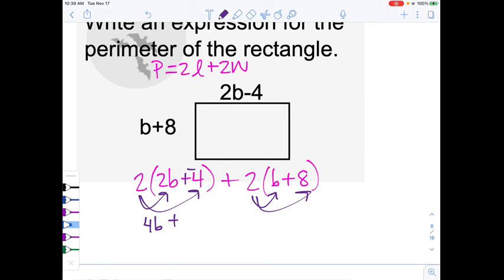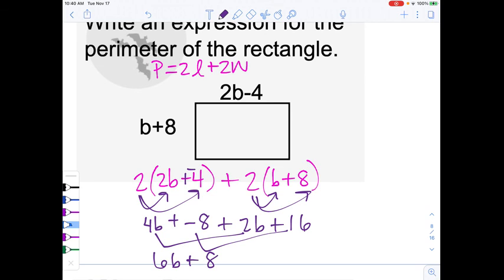Okay, then we have plus 2 times negative 4 is negative 8. Plus 2 times b is 2b. Plus 2 times 8 is 16. Now I can combine like terms. 4b plus 2b is 6b. Negative 8 plus 16 is 8. So the perimeter is 6b plus 8.